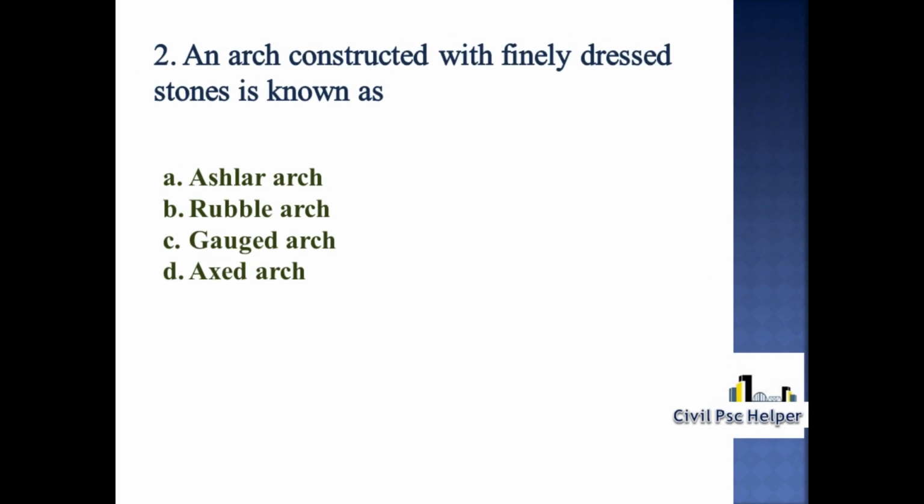Second question. An arch constructed with finely dressed stones is known as option A ashlar arch, option B rubble arch, option C gauged arch, option D axed arch. So, the arch which is constructed with finely dressed stones is known as ashlar arch. Option A is correct.